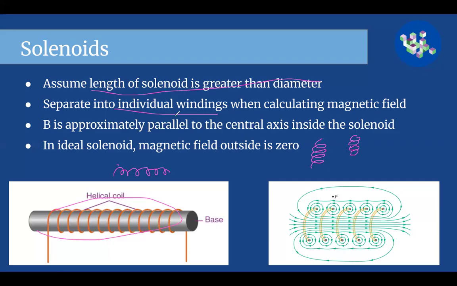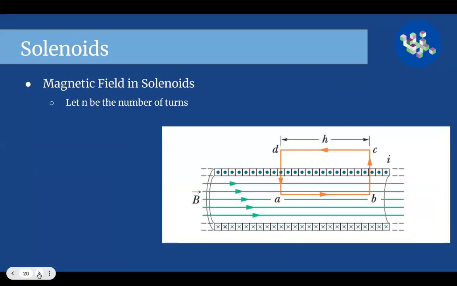Now, the magnetic field is approximately parallel to the central axis inside the solenoid. So inside a solenoid, you can see in this picture over here, the magnetic field runs roughly parallel to the central axis. Okay, let's go on to finding the magnetic field due to the solenoid.